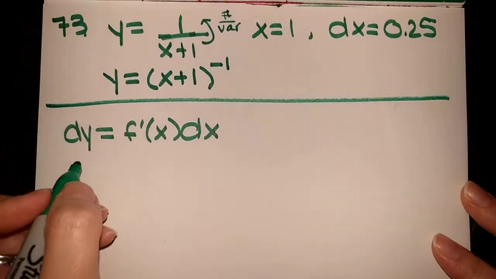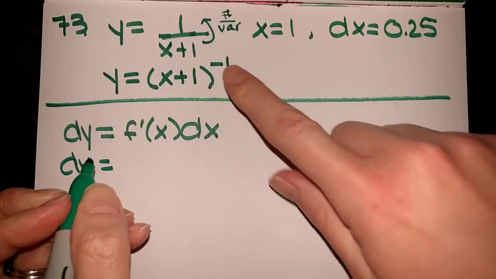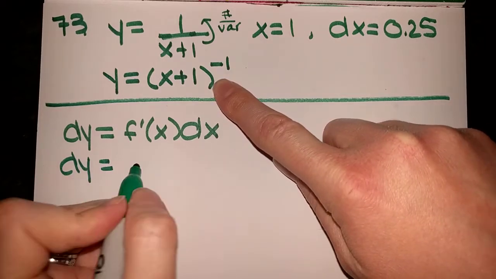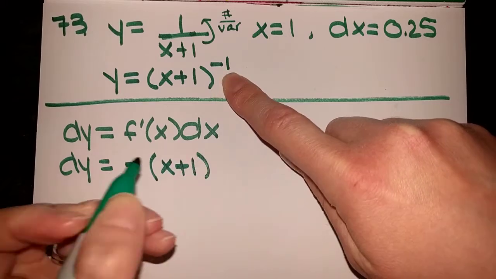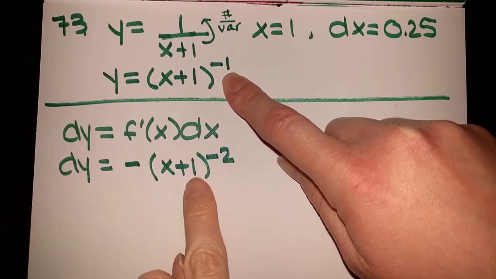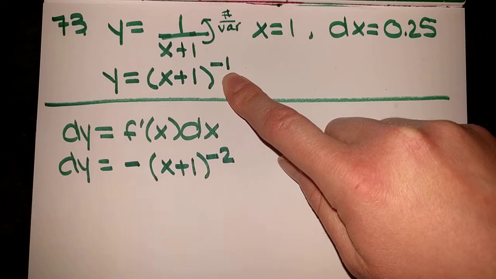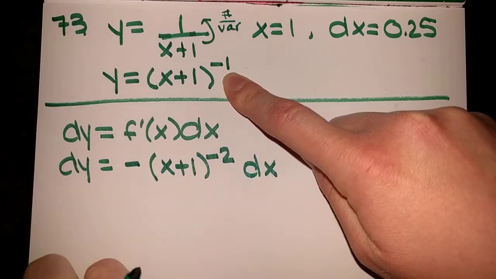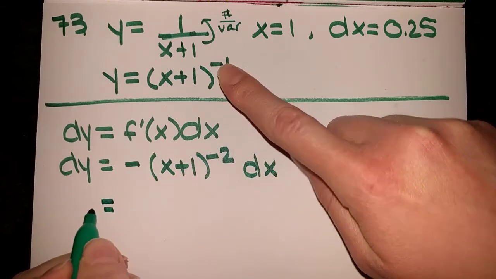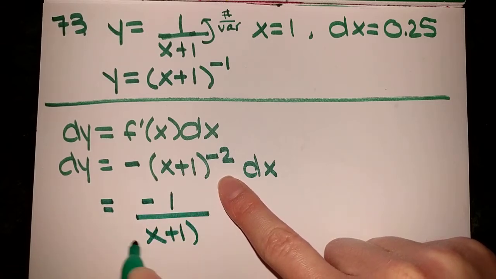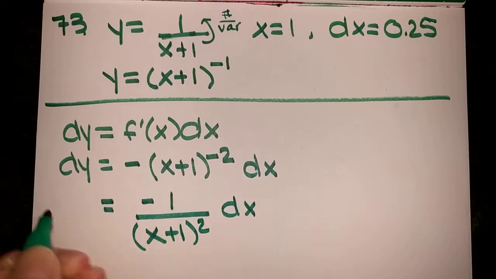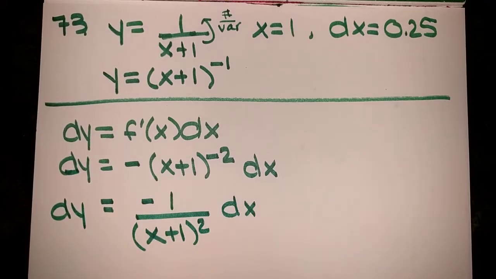So with that in mind, my dy is going to become, using the general power rule here, negative 1 times (x plus 1), subtract 1, we get negative 2. The derivative of the inside is just 1, and then we multiply that by dx. Now, it's usually a good idea to get those negative exponents down to the denominator. So that gives us our dy.